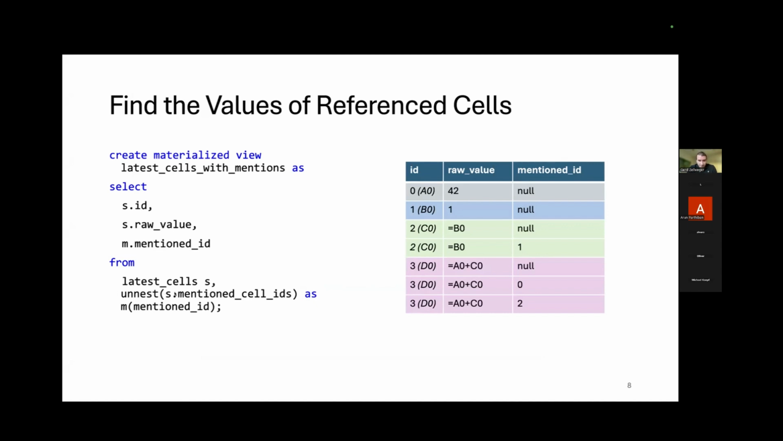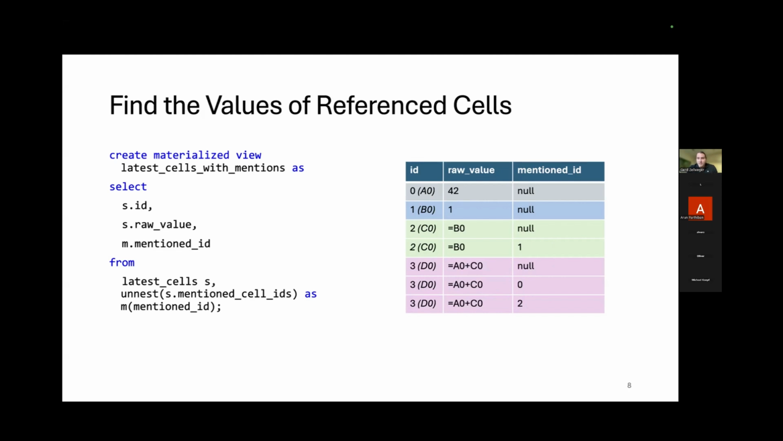And what this does is it takes these arrays of values that were in there, and it duplicates the row for every element in the array. So as we'll see, out of this array with null and one entries, we now have instead a table with two rows, one with the null and one with the one as entries here in our mentioned ID column. And for this one, where the array had 3 entries, we now have 3 rows with null, 0, 2, where each of those is an individual entry in our table, or rather in this latest cell with mentions view.